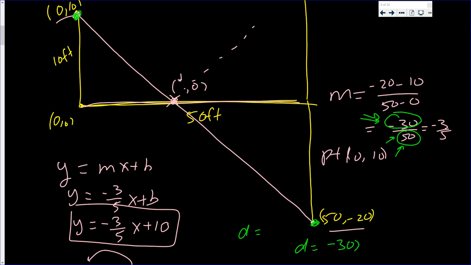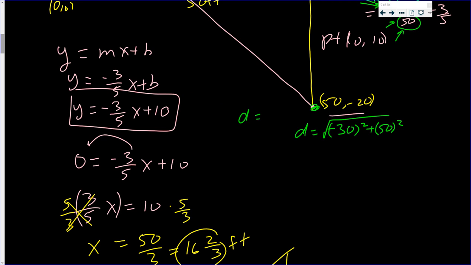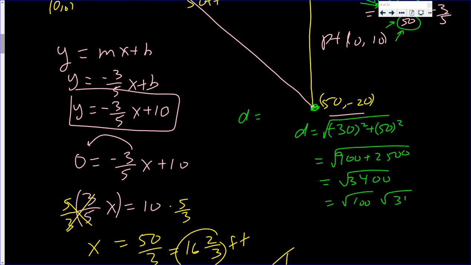You get the square root of negative 30 squared plus 50 squared. Negative 30 squared is 900, plus 2500, square root. This is the square root of 3400, which is the square root of 100 times the square root of 34. The square root of 100 is 10. The square root of 34, we don't know. We can't break it down any. So this is how many feet of fencing you need to use. That's the least amount of fencing you need.